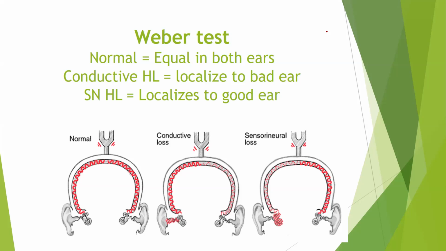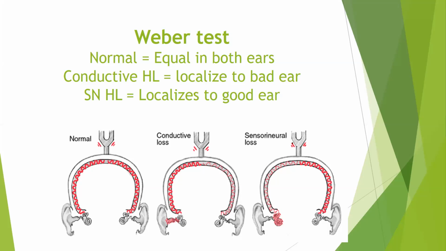If you have a conductive hearing loss, in other words, the sound is not conducting very well, maybe the canal is infected or blocked, the sound actually lateralizes more toward that ear. That obstruction causes the sound to be kind of trapped in the ear, and it appears louder in the affected ear. If you have a sensorineural hearing loss, say in this ear, then the Weber test is going to lateralize to the opposite ear.